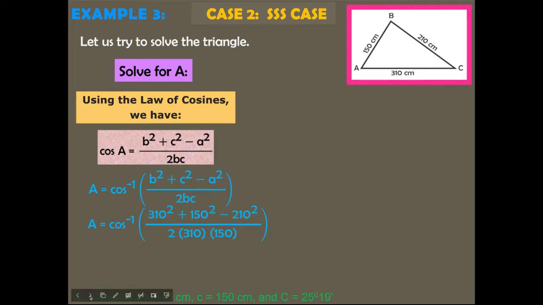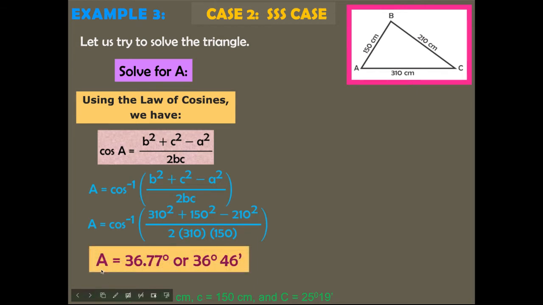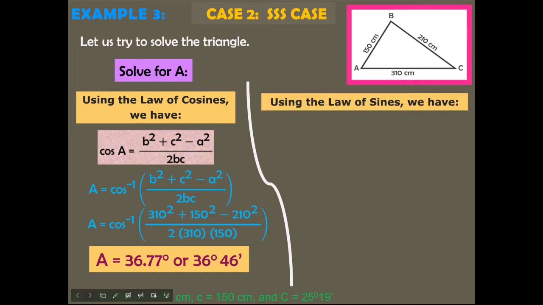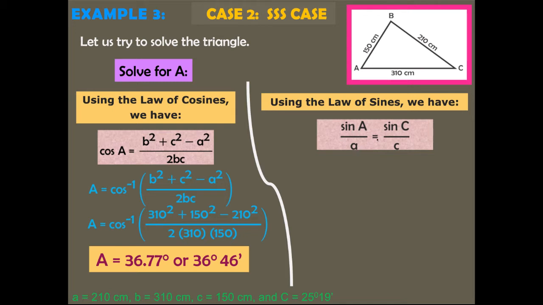So again, using your calculators, you will arrive at this value for angle A. So angle A will be 36.77 degrees or 36 degrees and 46 minutes. Now, using the law of sines to solve for angle A, we can use this proportion: sine A over A equals sine C over C.